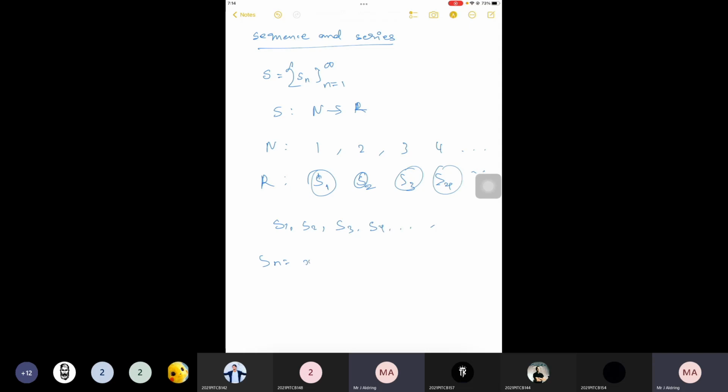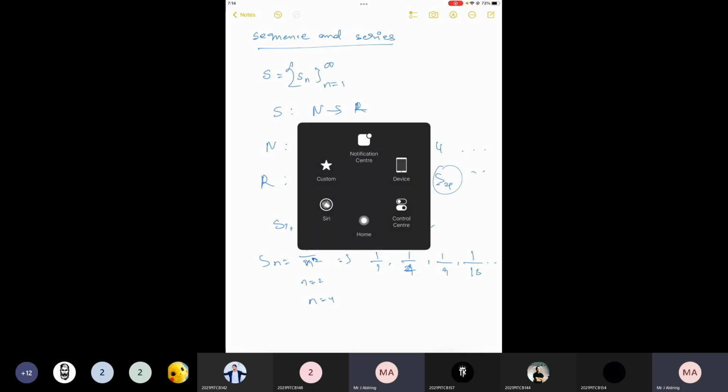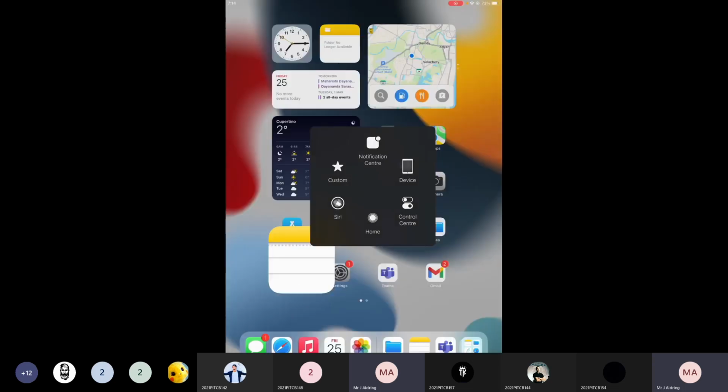It may be any function. For example, here 1 by n square, where n is the set of all natural numbers. If you apply it here, you'll get 1 by 1, then 1 by 4 when you substitute n equal to 2, then 1 by 9, then if you substitute n equal to 4, you will get 1 by 16. It goes up to infinity. That is the sequence idea. Now, next we will see what a series is.